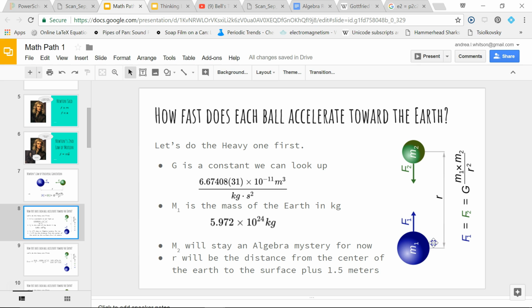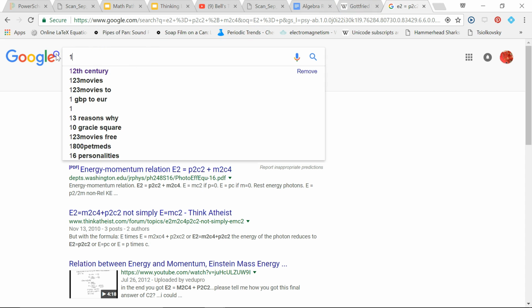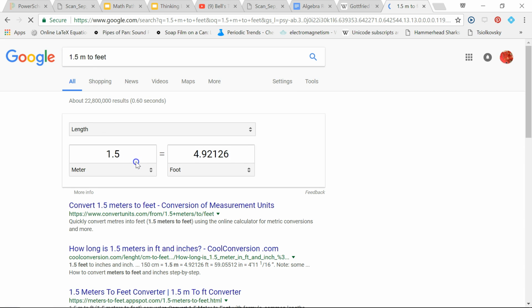But, right? So, how tall is 1.5 meters? 1.5 meters to feet. Let's see. Oh, 5 feet. All right, so 5 feet, not too bad. Okay.